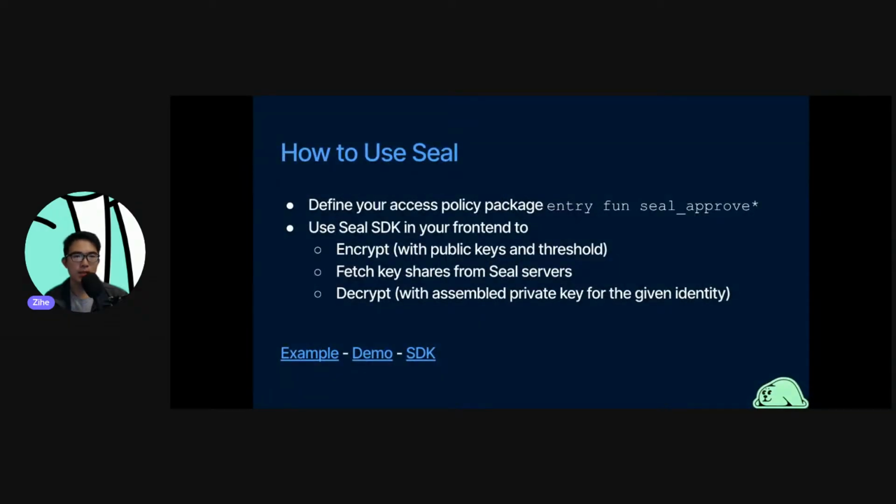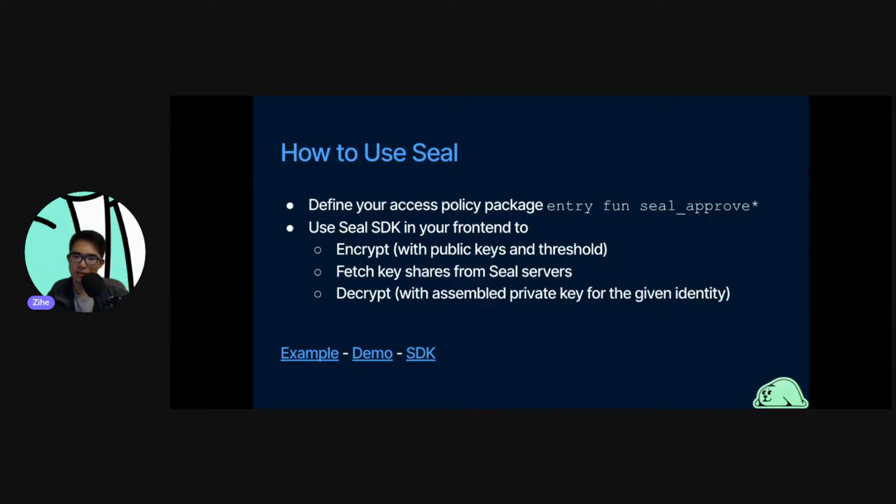Okay, so how do you use Seal? We have talked about this quite extensively, right? You need to define your access policy package with this function signature called entry function seal_approve. And seal_approve is just the prefix, right? You can have multiple seal_approve functions defined in the same access package as long as they start with seal_approve.